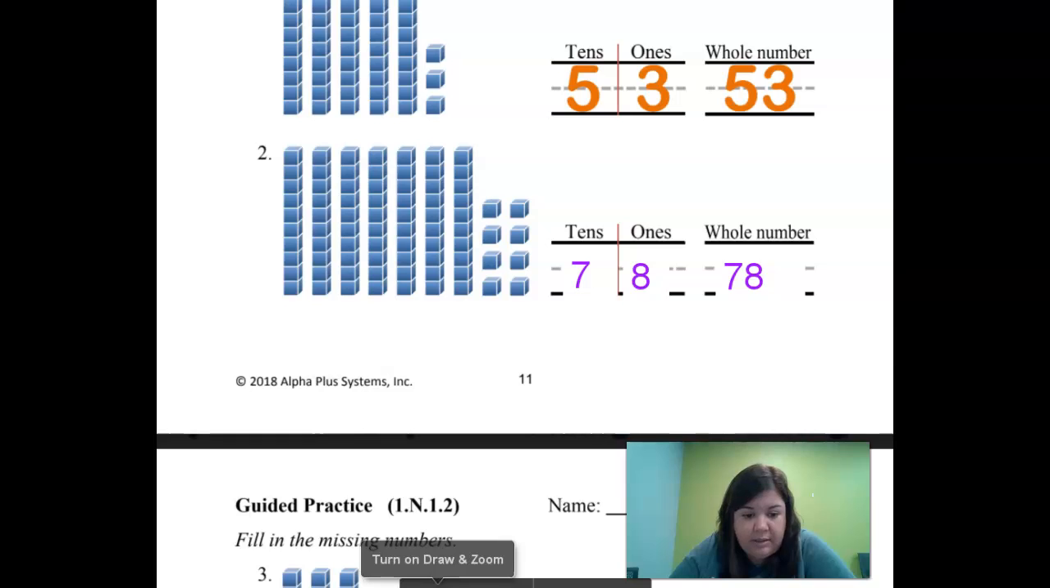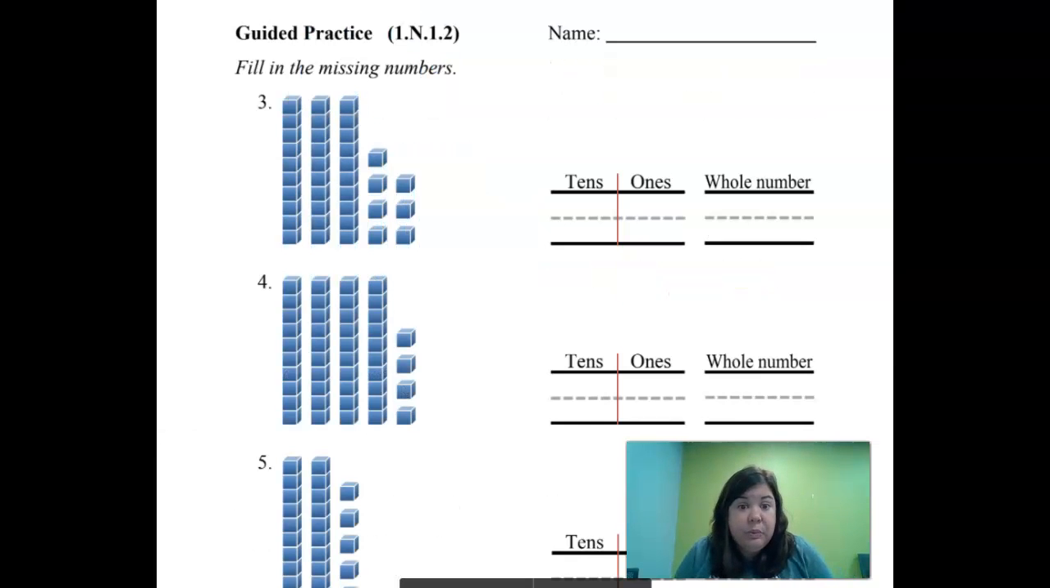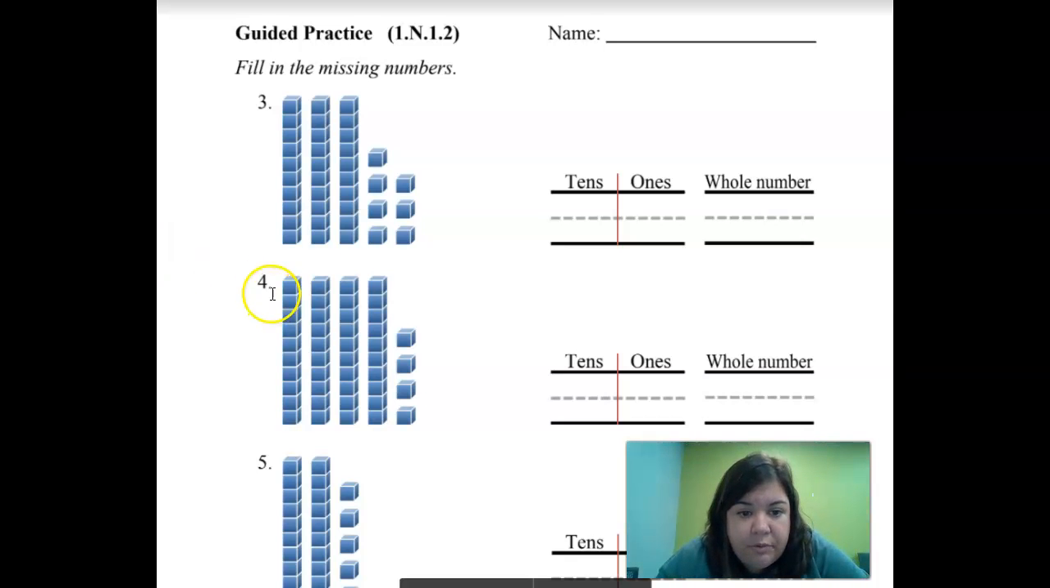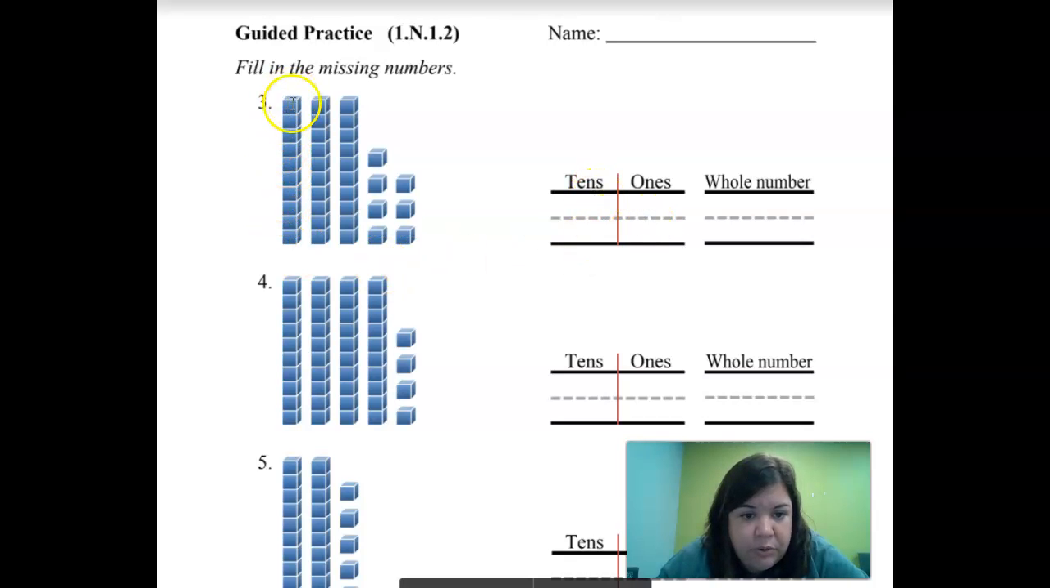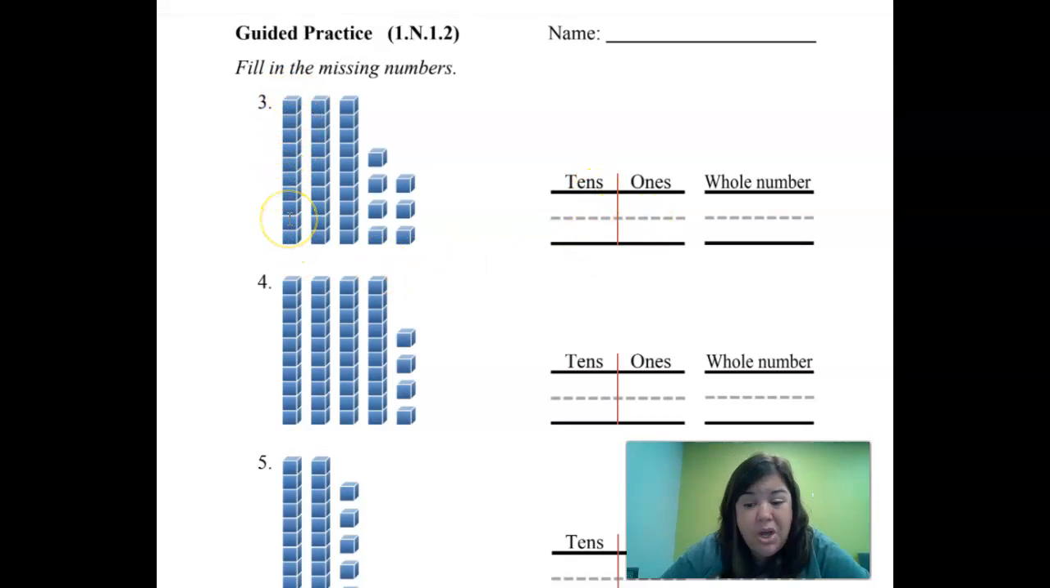Okay, let's try some practice. So you're going to want to grab your whiteboard. If you don't have a whiteboard, you can just use a piece of paper, okay? So we're going to do number 3 together. How many tens does it have? How many ones? Now remember, I told you these rods, when we use them in school, they're always going to have 10 in them, okay? So we just have to count them.